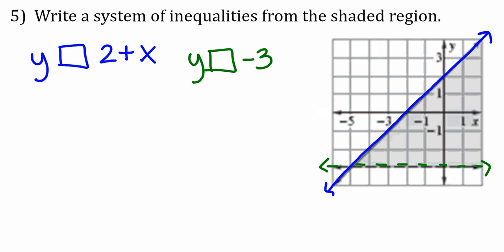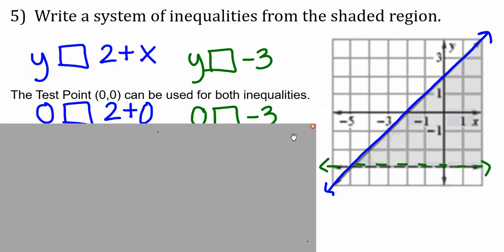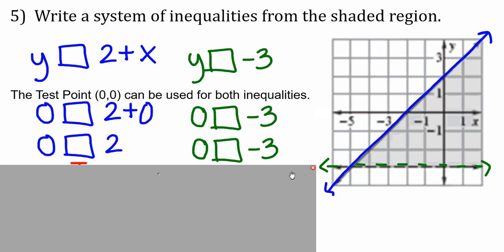So now that we have the inequality equation templates, let's try to work on finding the inequality symbols that go with them to generate this shaded area. So we're going to look at the test points and see what's happening. And what's a good test point that's not on either boundary? You got it, (0, 0). Now, when we're putting in (0, 0) for x and y, what would we have? Well, for our blue one, we have 0 compared to 2, and for our green one, 0 is compared to -3.